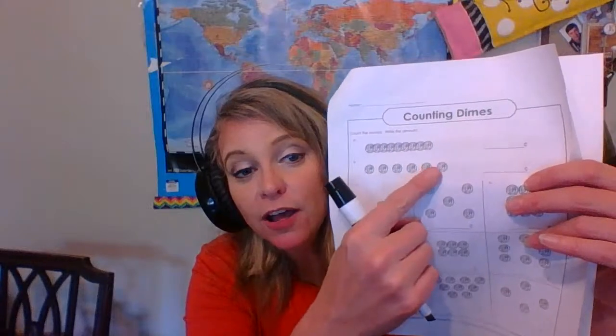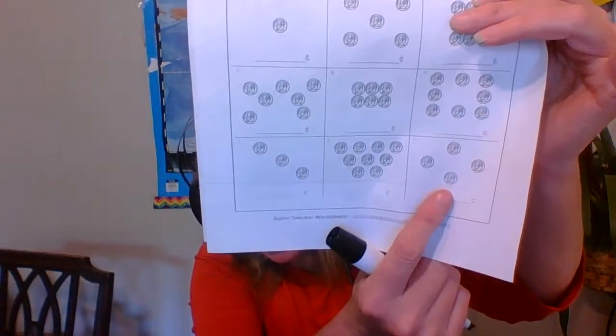Okay, can you add up these dimes? Let's do this one here. 10, 20, 30, 40, 50, 60. You have 60 cents. Look at this one. How many cents do you have? 90 cents. Very good. Okay, how many cents do you have here? 40 cents. Excellent. Very good.